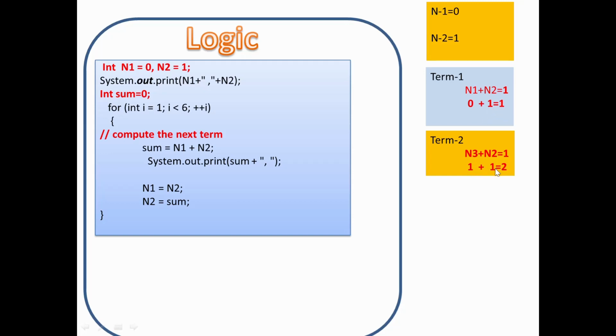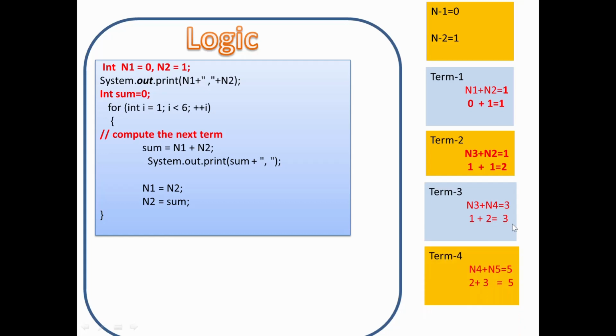So 1 plus 1 equal to 2. In the second iteration, it will print. Okay, and what is the term 3? Here you can see the current value in term 2. So if you want to calculate the next iteration value, then we take the current value, 2, and the previous value is 1. 1 plus 2 equal to 3.